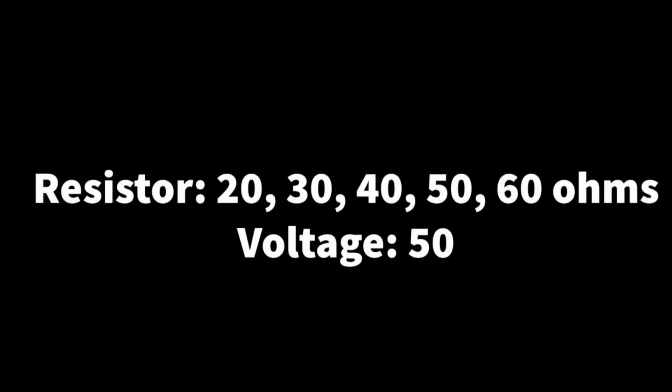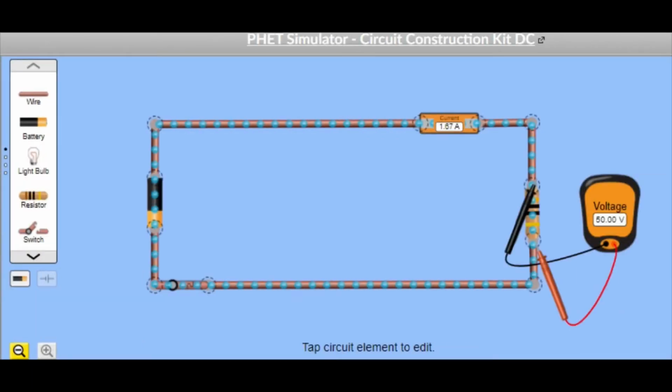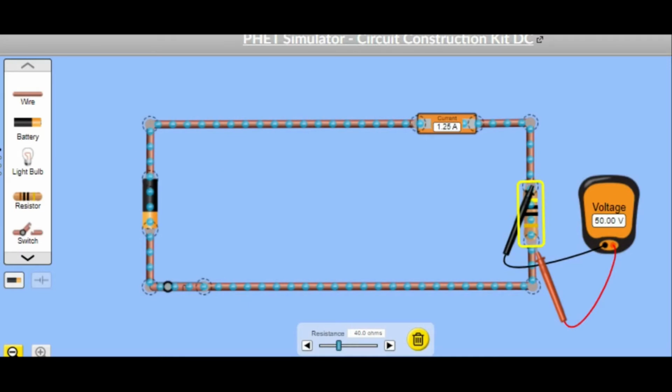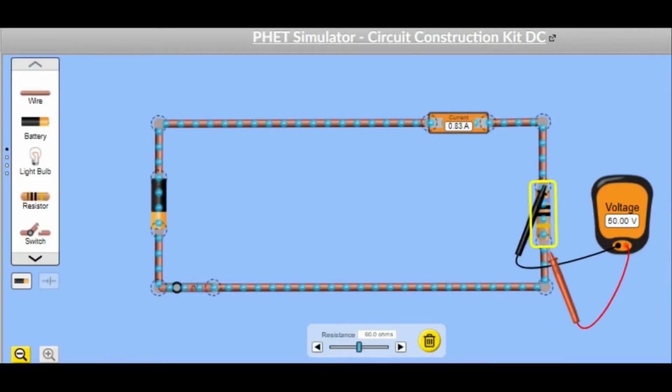For our first trial, we used a resistor with 20 ohms of resistance. Our battery's voltage was constantly 50 for all trials. For the first trial, we had a current of 2.50 amps. For the second trial, we used 30 ohms of resistance, and we had a current of 1.67 amps. For the third trial, we had a resistance of 40 ohms, and we had a current of 1.25 amps. For the fourth trial, 50 ohms, giving us a current of 1 amp, and the last, for 60 ohms, we had a current of 0.83 amps.